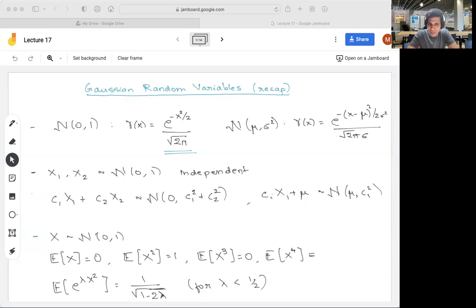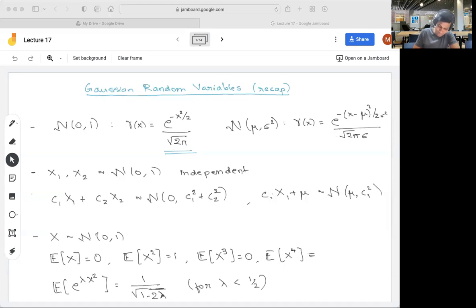Did anyone figure out what the expectation of x to the 4 is? Is it 1? Where do you say that? I'm just matching the pattern because the exponent is even. Okay, well, there is a pattern, but it's a little more involved.